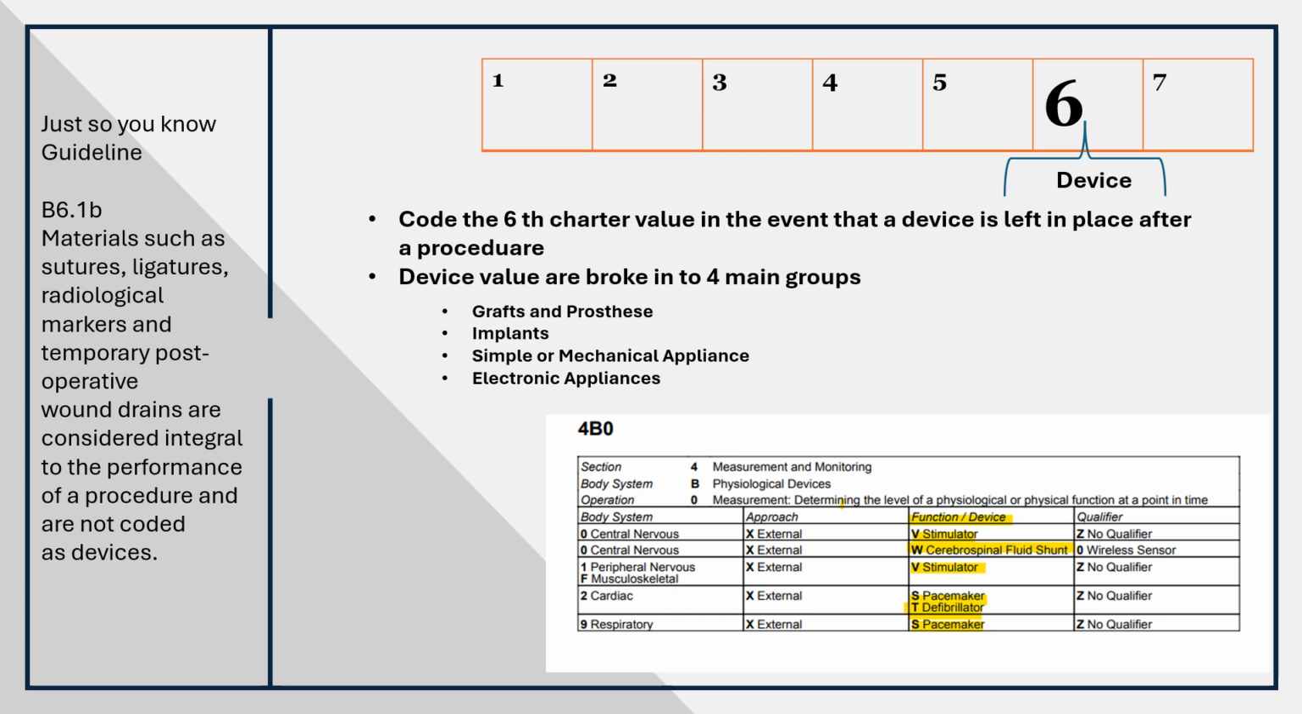The 6th character value is for a device, and this is a device that will remain in place after a procedure. Devices are broken into 4 main groups: grafts, stents, prosthetics, implants, and drainage devices. If no device is used, this character is typically represented by 0. Guideline B6.1a: the device is only coded if it remains after the procedure. Also, Guideline B6.1b.